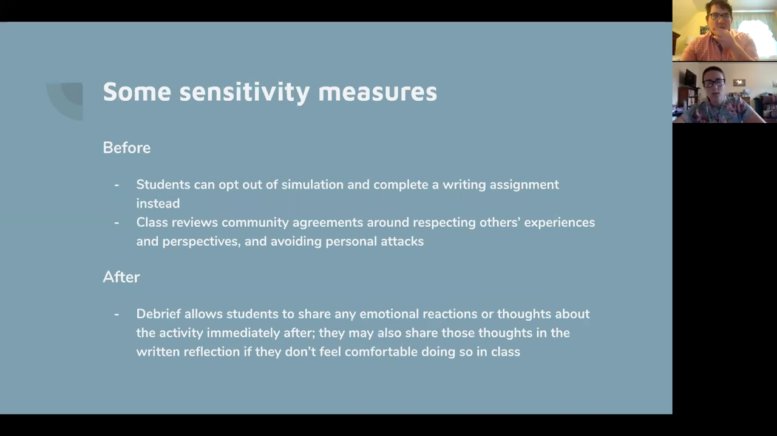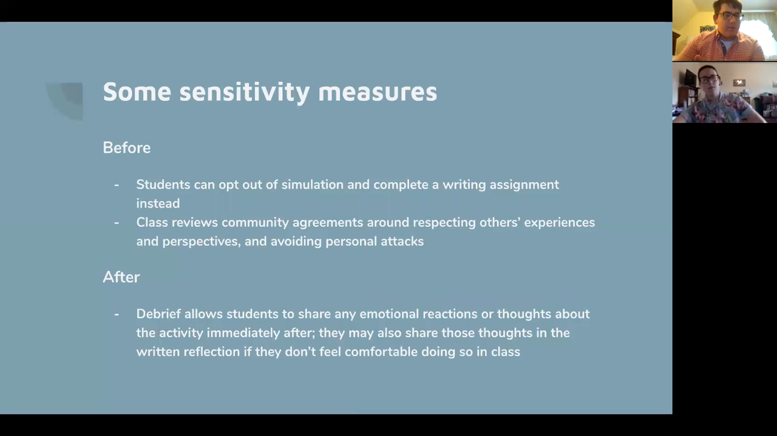And on that note, we do have a number of sensitivity measures that we want to take before, during, and after, because obviously, as Alex mentioned, this is a topic that's become very controversial. A lot of people have very strong feelings, and we would want to make sure that we could teach about that material because it's really, really important, but without making the class environment feel unsafe for anybody.